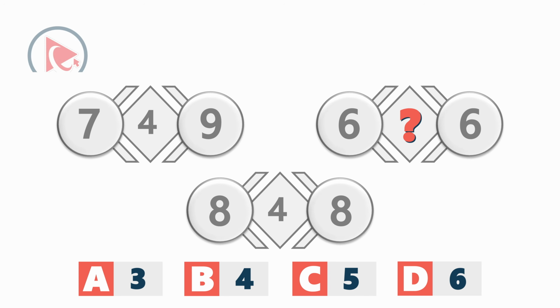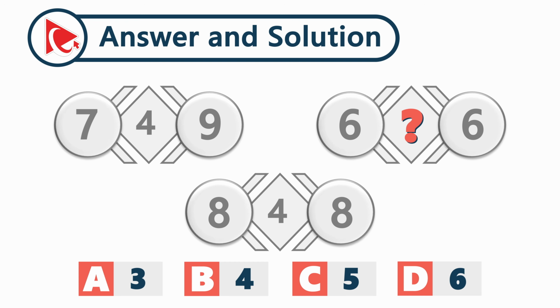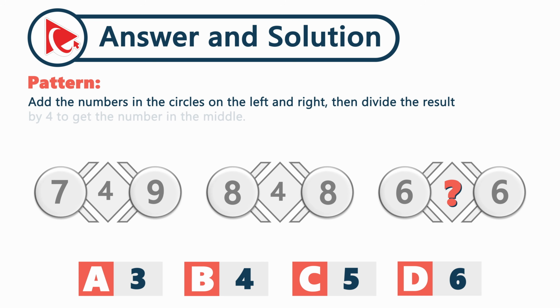As you might have correctly guessed, the pattern here is extremely simple. You need to add the numbers in the circles on the left and right, and then divide the result by 4 to get to the number in the middle. Let's look at the example.